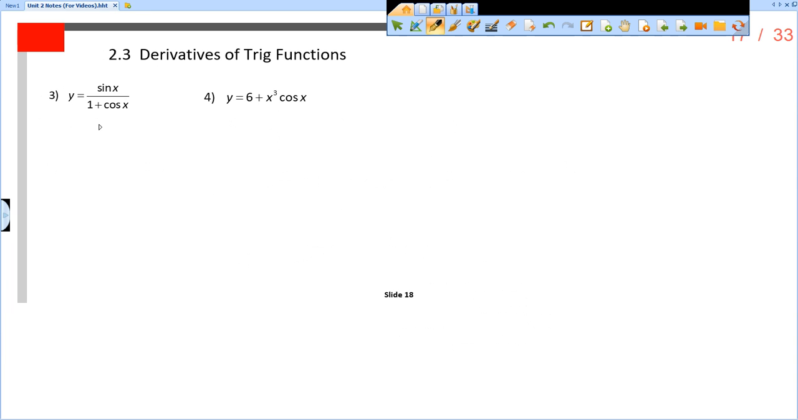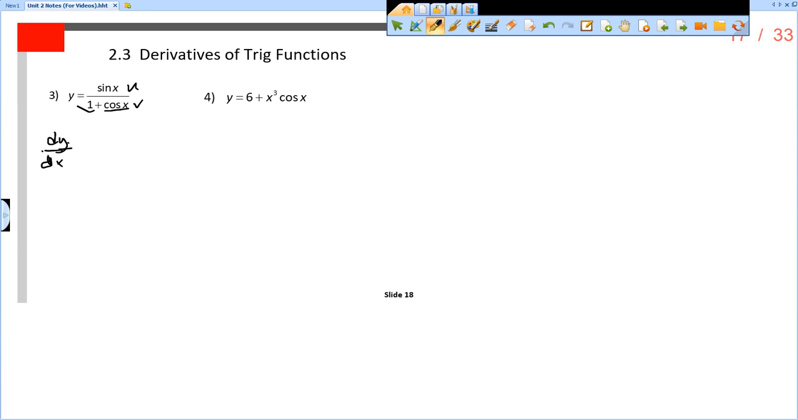Number 3, y equals sine over 1 plus cosine. Now it's important to remember there are two terms in the denominator. You cannot split this up into two fractions added together. You have to use the quotient rule here. So dy/dx. Remember, the quotient rule says to take the denominator times the derivative of the numerator.